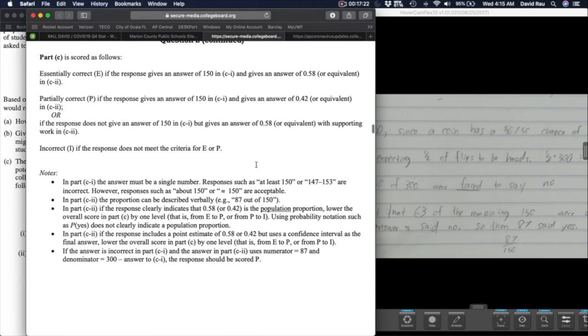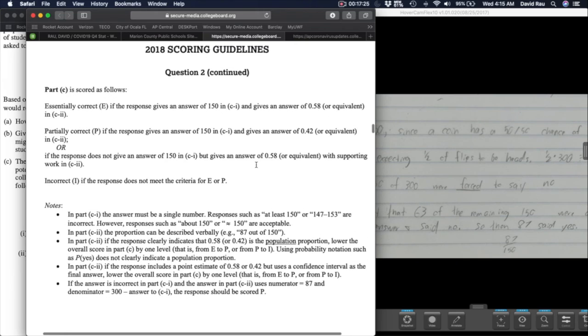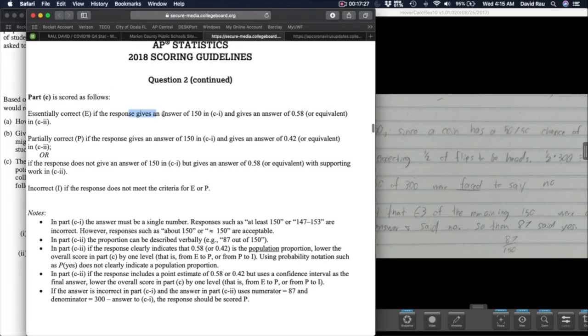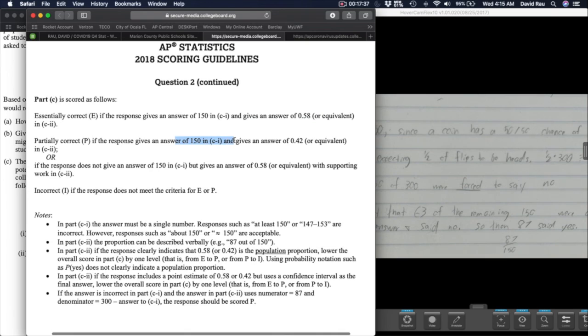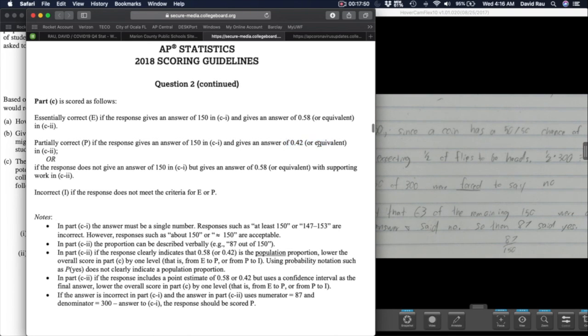Okay, last one in part 3. If you get the answer 150 in part 1, and you get the answer of 0.58, which is that rounded in part 2, that's how you get your E. Now you get a P if you gave one of the answers, if you get the first answer and you got 0.42, like I did. So I would have gotten a P my first time without going back and checking my work, which I would have done if I had the time.